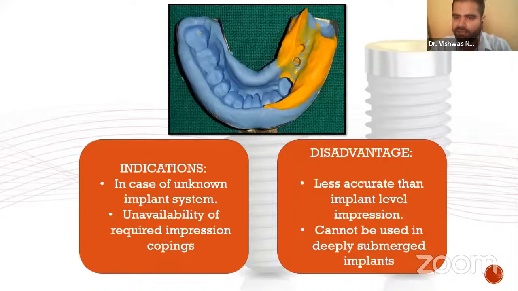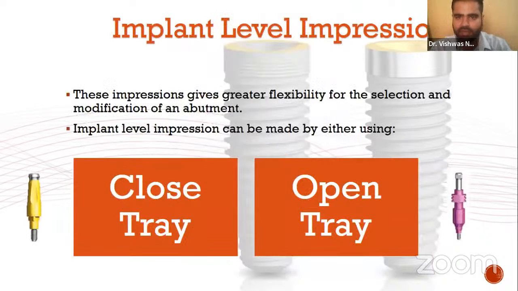But the disadvantage of this technique is that it is less accurate and it does not allow us the flexibility to change the abutment later on. When this disadvantage was considered, it was found that you may or may not need to change the abutment based on your case. So I always prefer to take an implant level impression. These impressions give greater flexibility for selection and modification of abutment.